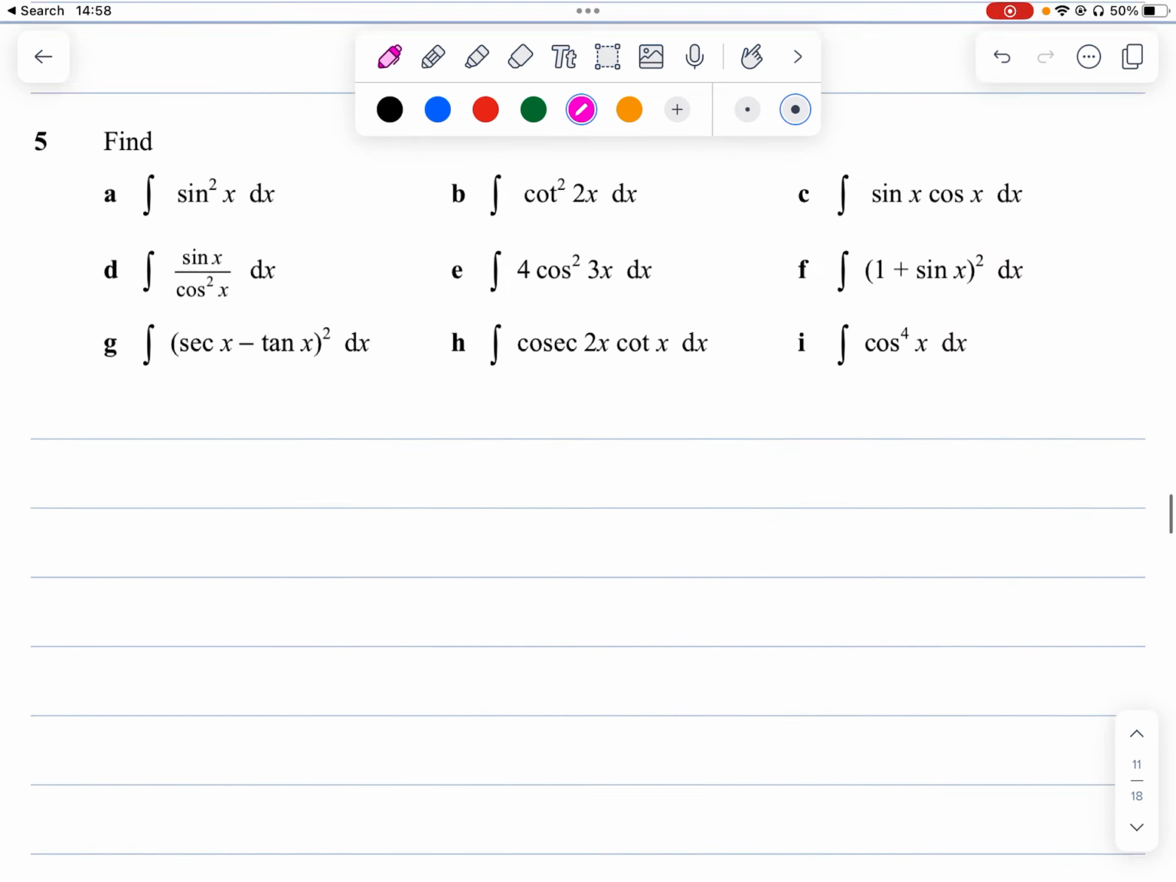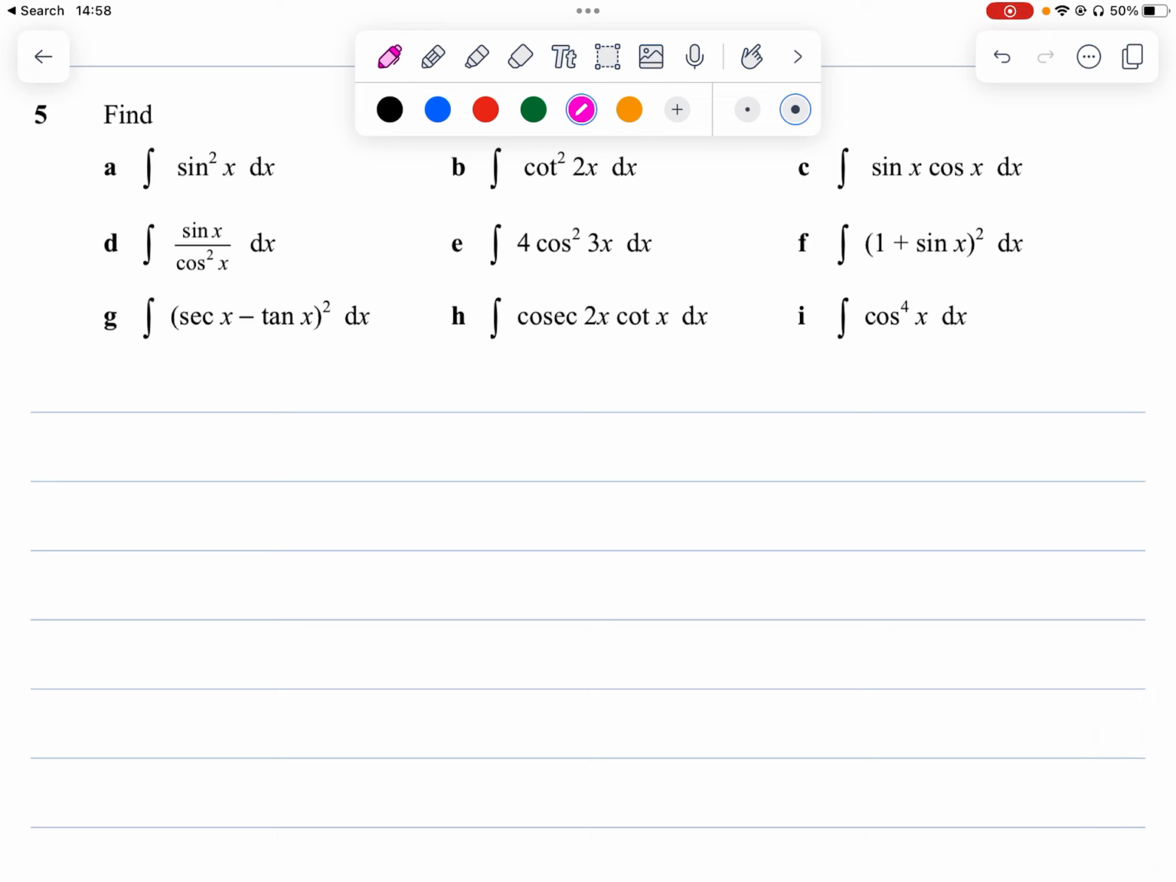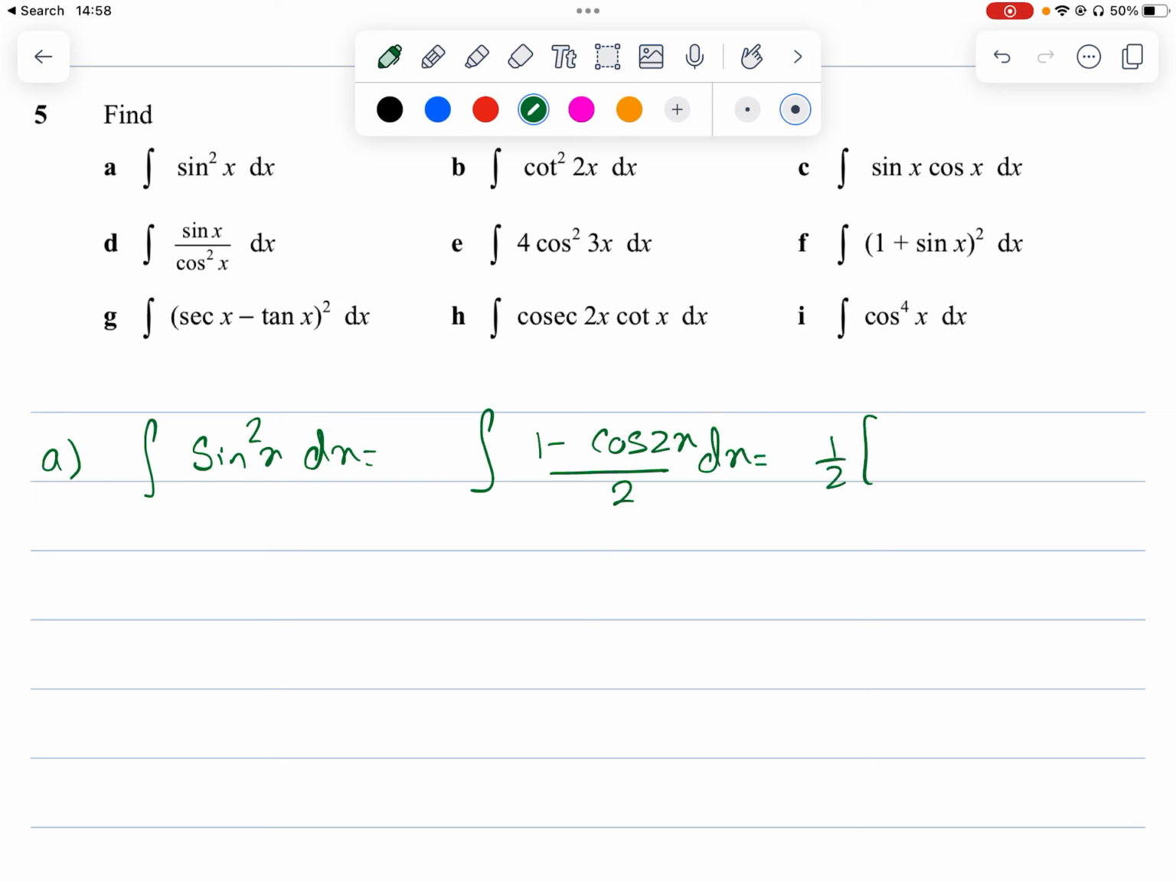Next, question number 5. Somewhat tricky questions. Integral of sin square x. Just now, how we have made cos square x the subject, sin square x can also be written as 1 minus cos 2x upon 2. So 1 upon 2 is a constant written outside. 1 integral is x, minus cos 2x integral is sin 2x upon 2, plus c.